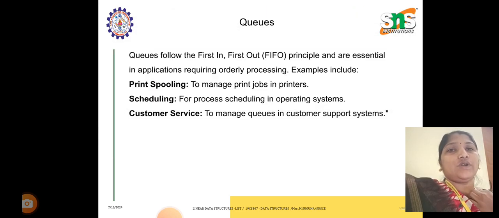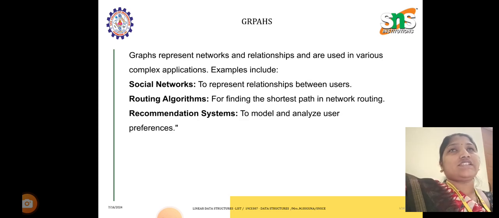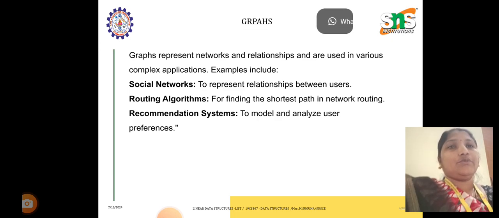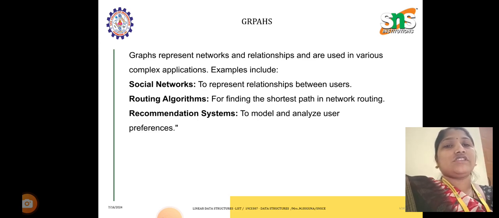And then the next one is scheduling. For processing, the CPU operations in an operating system can be scheduled by using the queue data structure. This is also used in customer service management. For all customer service related applications, queues can be used. For example, for ticket booking or for online payment operations, all these use the queue operation.